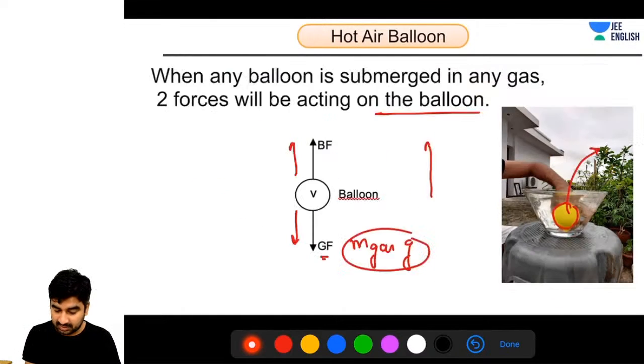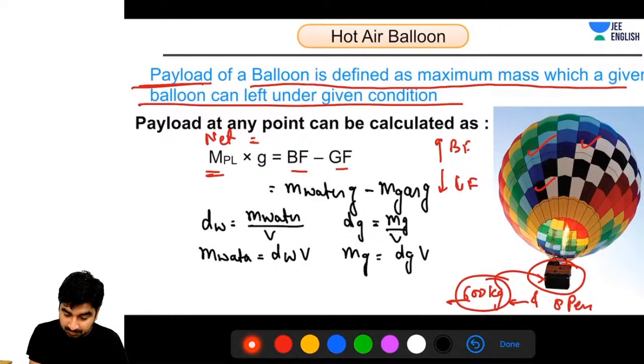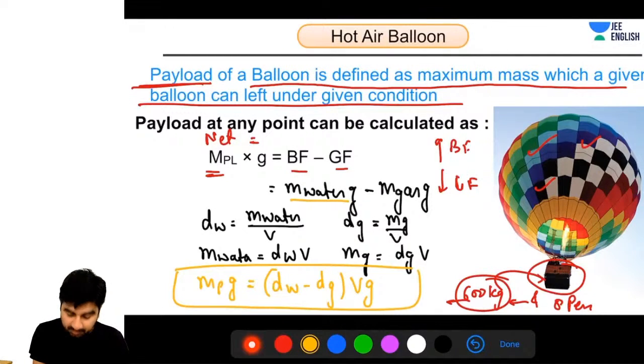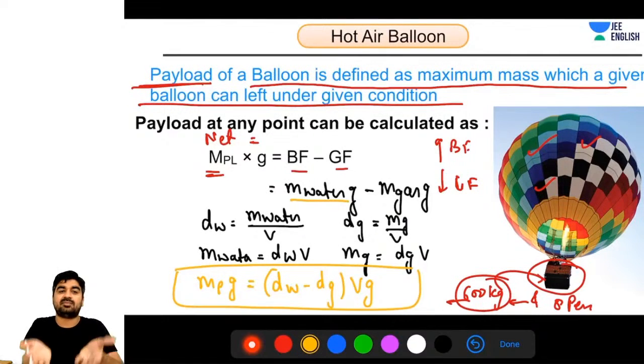And if both volumes are the same, then you will write mass of payload into g is equal to density of water minus density of gas, into V into g. So this is the mass of payload. So mass of payload is basically that mass that can be flown, right? Payload of a balloon is defined as the maximum mass which a balloon can lift under the given condition.